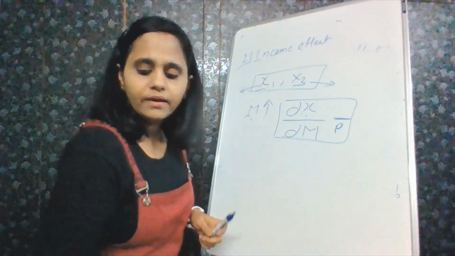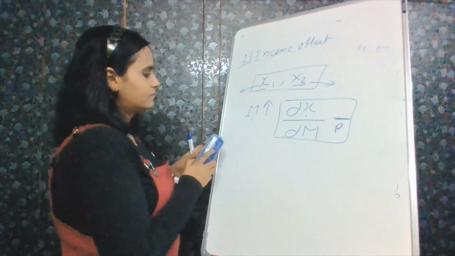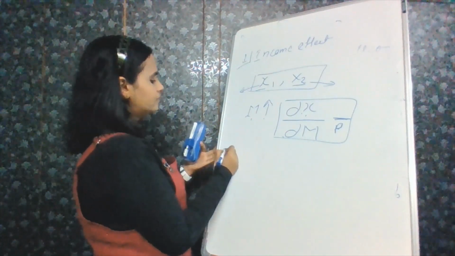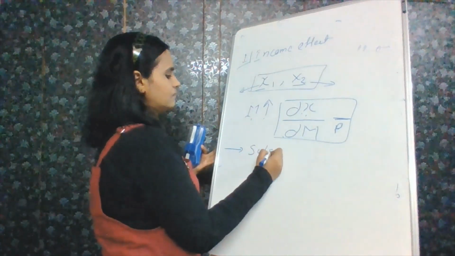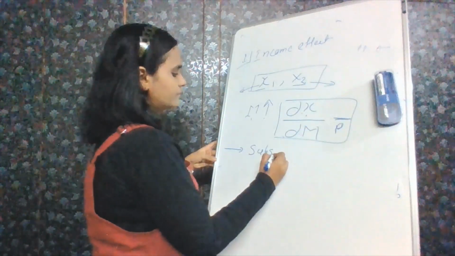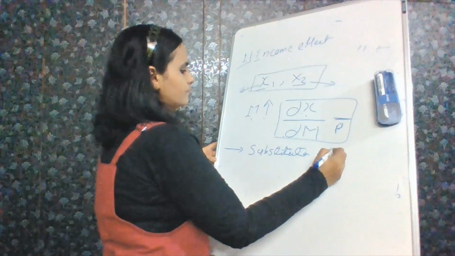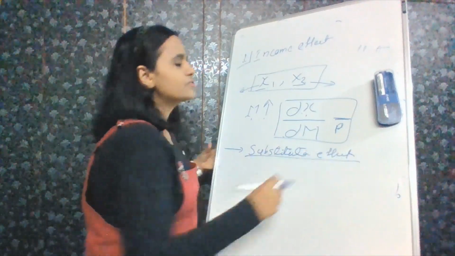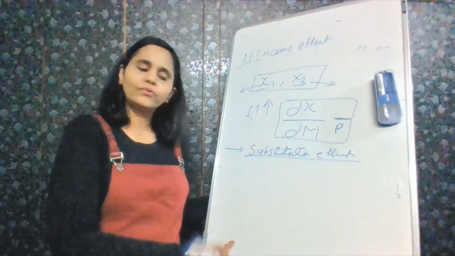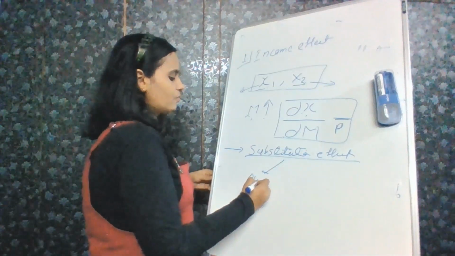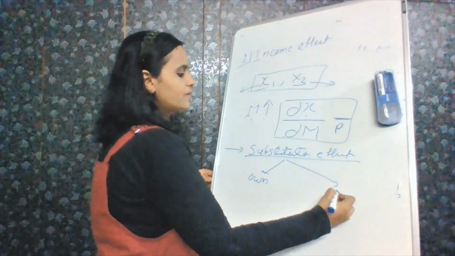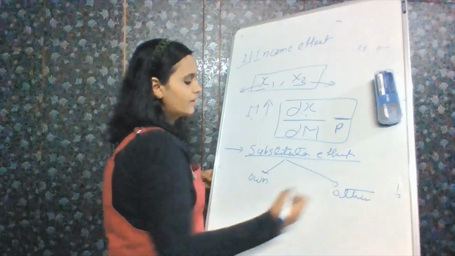The next is the substitution effect. Substitution effect could be of two types: own substitution, and substitution where one product is substituting for another.